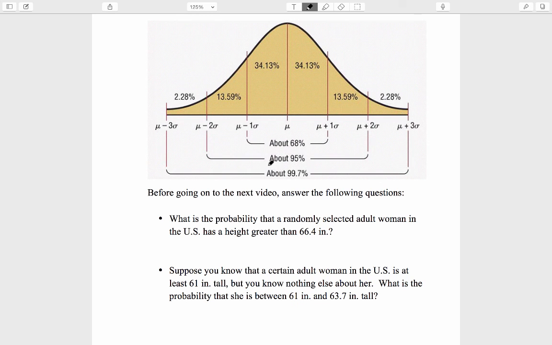Before going on to the next video, answer the following questions. What is the probability that a randomly selected adult woman in the US has a height greater than 66.4 inches? And then a question that requires you to remember something about conditional probabilities. Suppose you know that a certain adult woman in the US is at least 61 inches tall, but you know nothing else about her. What is the probability that she is between 61 inches and 63.7 inches tall?